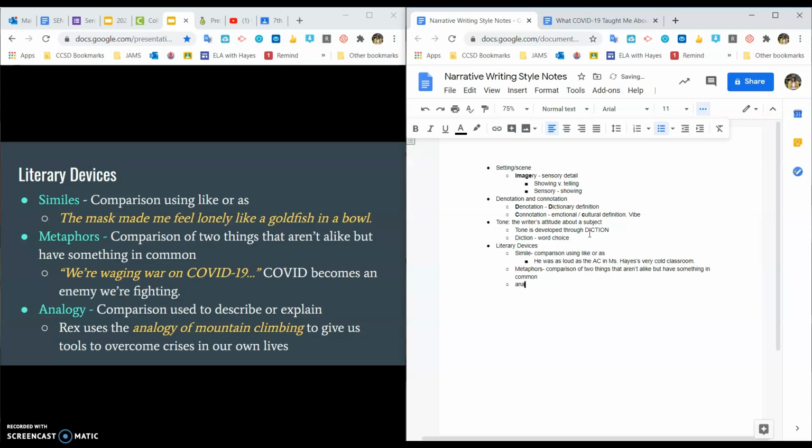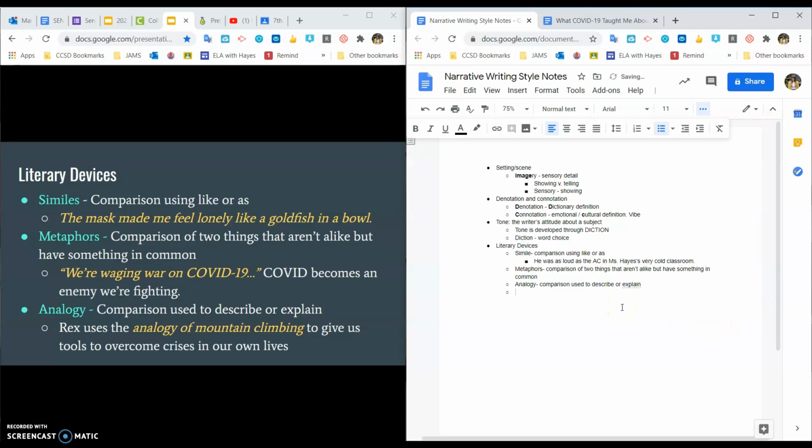The last one might be what you're a little less familiar with, that analogy. An analogy is a comparison used to describe or explain. So, stop suggesting stuff.